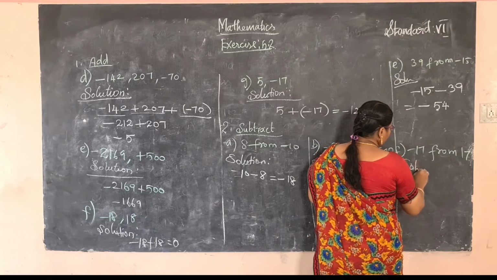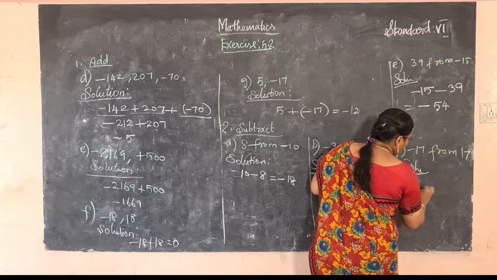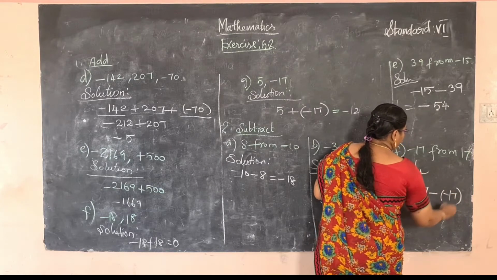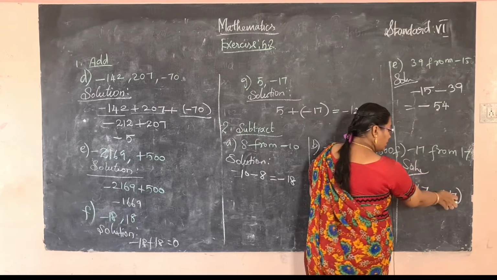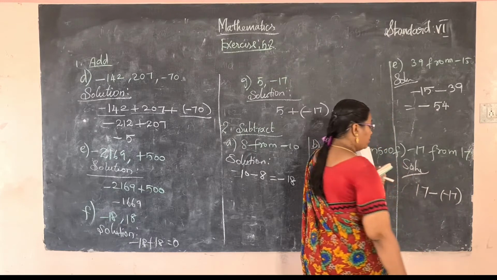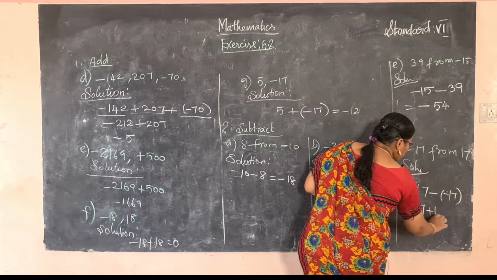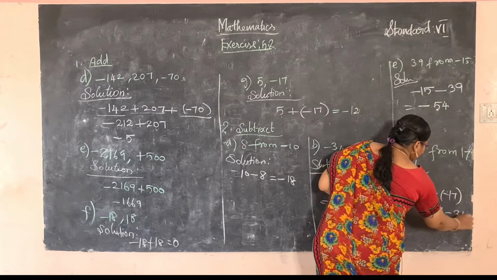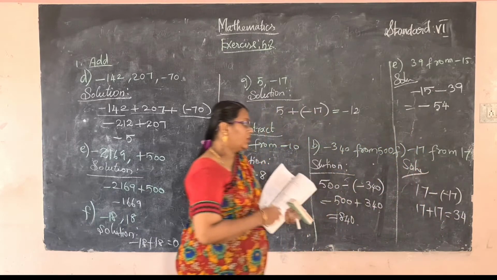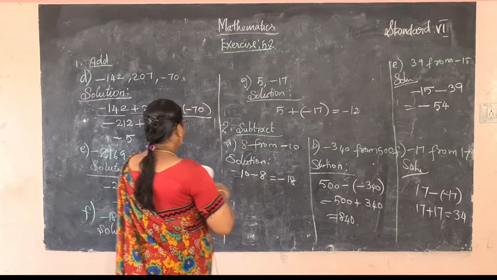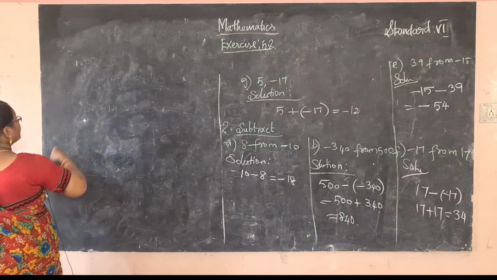Next one, solution: 17 minus 17. Okay, this is the operation, and this is the negative integer. So minus into minus is plus. So 17 plus 17 is equal to 34. Okay, that's it. The remaining problems are homework. Now move to the third one, multiply.